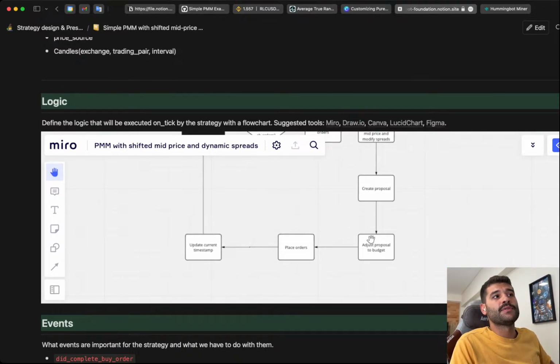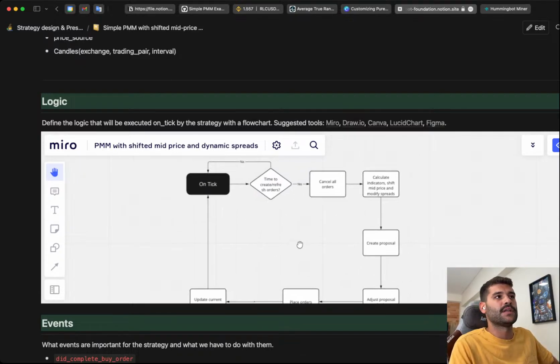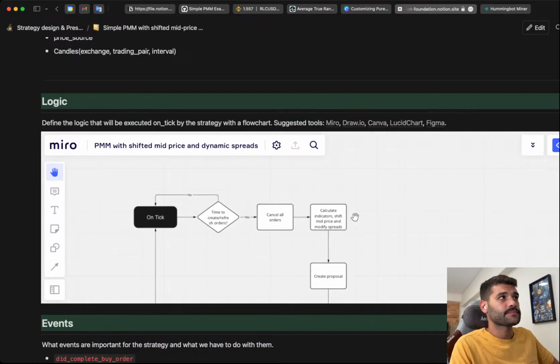Lastly, we are going to create the proposal, adjust the proposal to the budget, place the orders, and update the timestamp. This is the same as the pure market making. The only difference is that we are introducing here the calculation of the indicators.